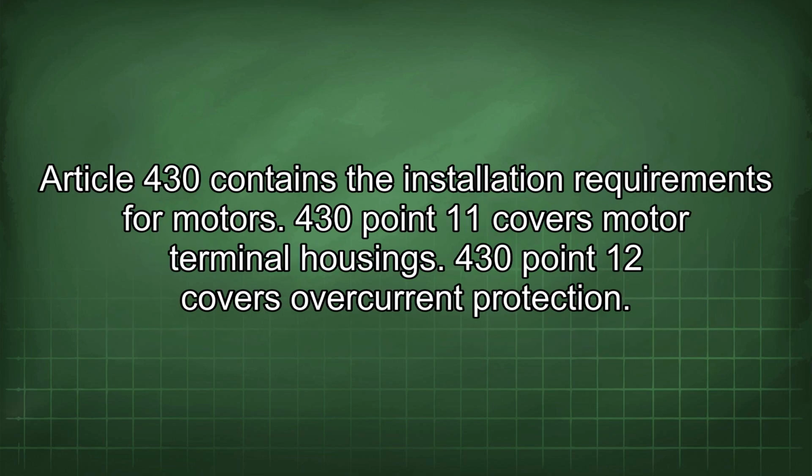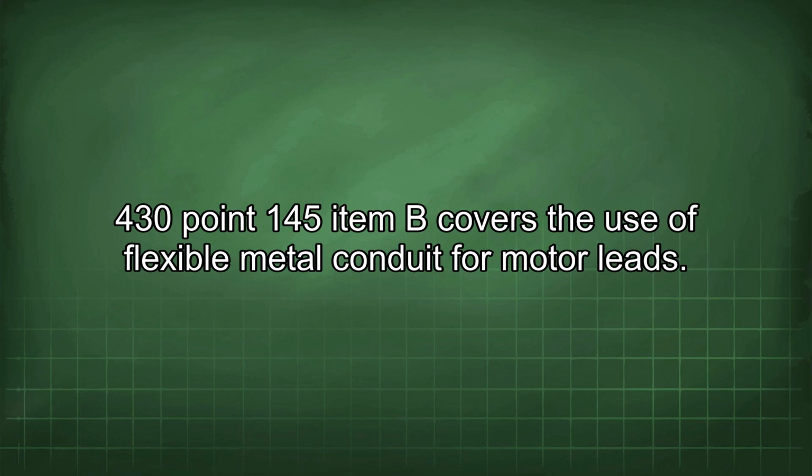Article 430 contains the installation requirements for motors. 430.11 covers motor terminal housings. 430.12 covers overcurrent protection. 430.145 item B covers the use of flexible metal conduit for motor leads.